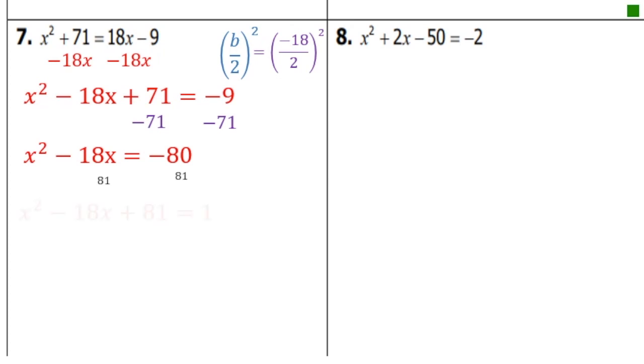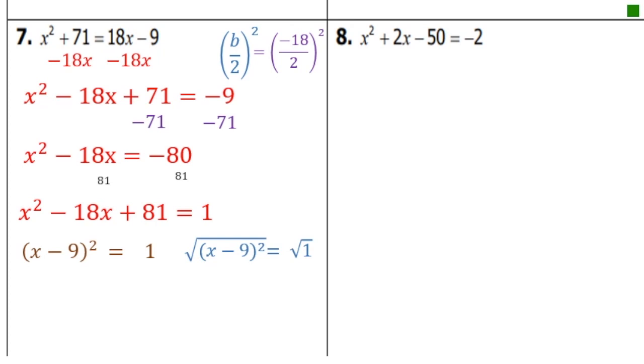There's me adding 81 to both sides. And there we go. A perfect square trinomial that can be factored now. So I factor that now, and I have (x − 9)² = 1. Time for me to get rid of the square, so I go ahead and square root. After I square root, what's the square root of 1? Happens to be 1, so it would be positive and negative 1.